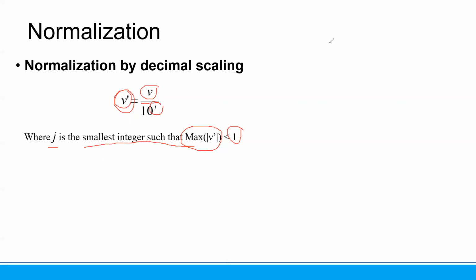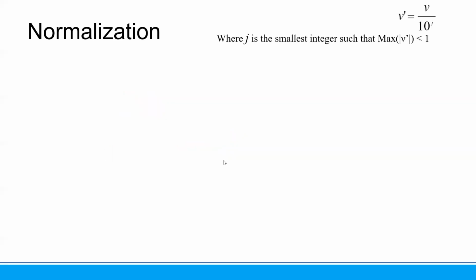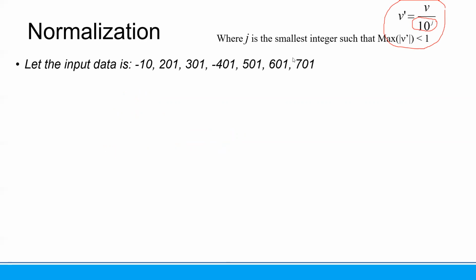What does it mean? Maybe it's difficult to understand like this, so let's see it with an example. We have this formula: v prime equals v divided by 10 to the power of j. We have this data: minus 10, 201, 301, minus 401, 501, 601, and 701.